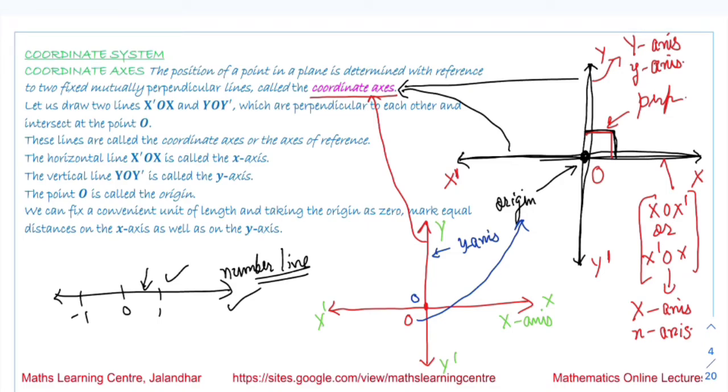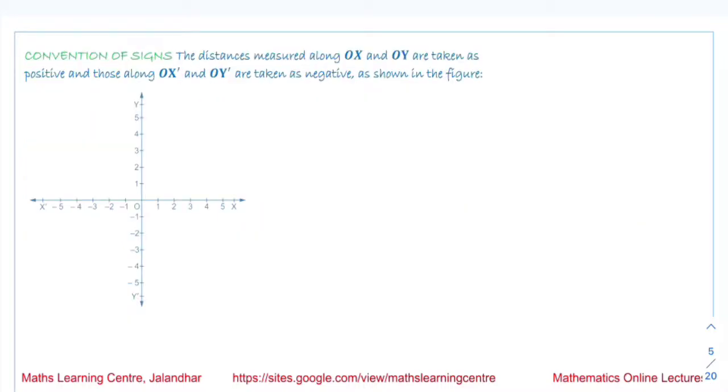The next thing we have over here is how we mark the points on these axes. Marking the points on these axes is the same as how we mark the points on the number line. We say that this point O is the origin. This is x dash, this is x. This axis is the x-axis. This axis is the y-axis. Both these axes are perpendicular to each other.